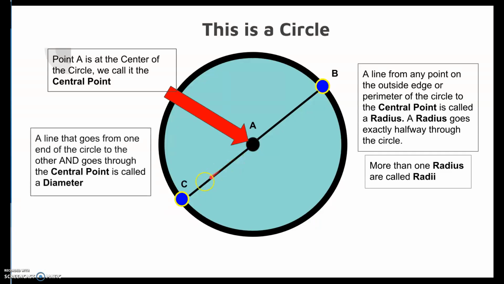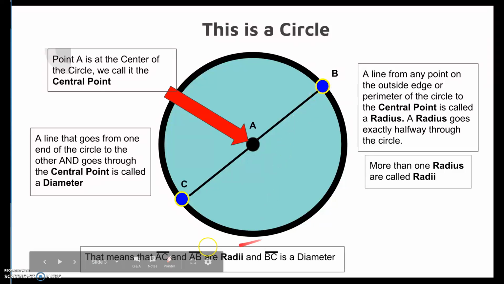And then if I have one that goes straight through like this, that is called a diameter. The diameter of a circle is if you're going straight from one side to the other, and it's one straight continuous line, and it has to go through this center point. So one straight continuous line from one end of the circle to the other is called a diameter, as long as it goes through that central point.